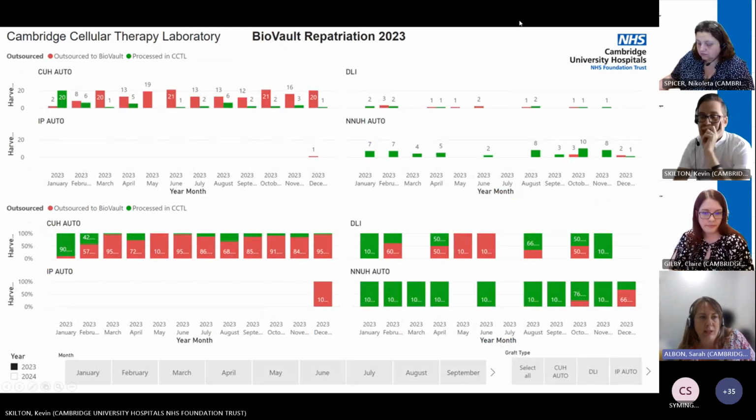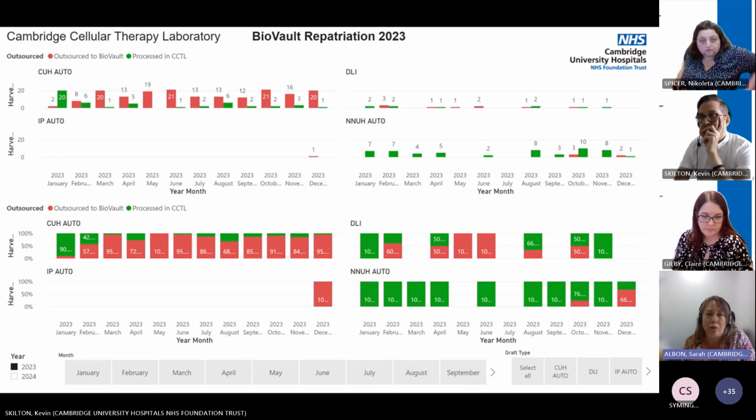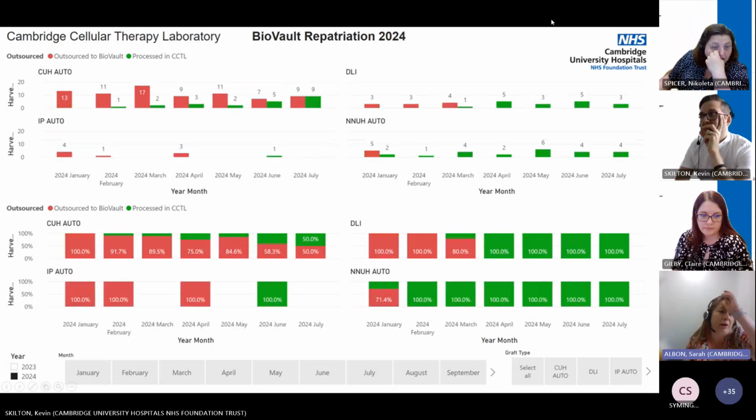Again, lots and lots of data, but basically this is showing the split across the different tissue types that we handle. In summary, the preservation between CUH and BioVault in terms of autologous cryopreservations has been pretty stable. The DLIs are also quite sporadic, but the Norfolk and Norwich is normally almost all processed in-house, and that was all in 2023. But moving on to 2024, next slide please, where we are now, you can see that there's a lot more green on the graph.